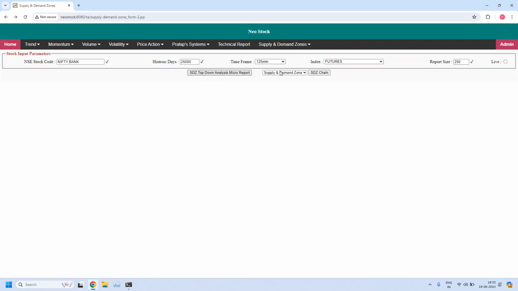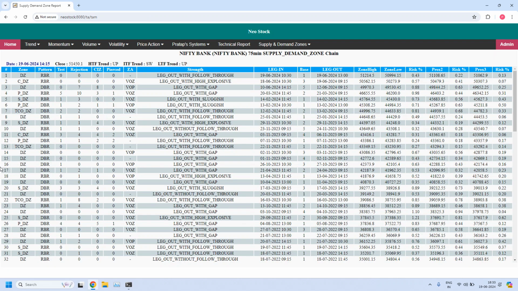So let me go back, changing the time frame to 75 minutes. I'm generating the Bank Nifty supply demand zone chain. And even today actually two zones are created, because you need to look into the leg out. One is a high liquidity zone, and the second one is the normal zone. So focus on these two demand zones on the 75 minutes time frame. Okay, let me go back.